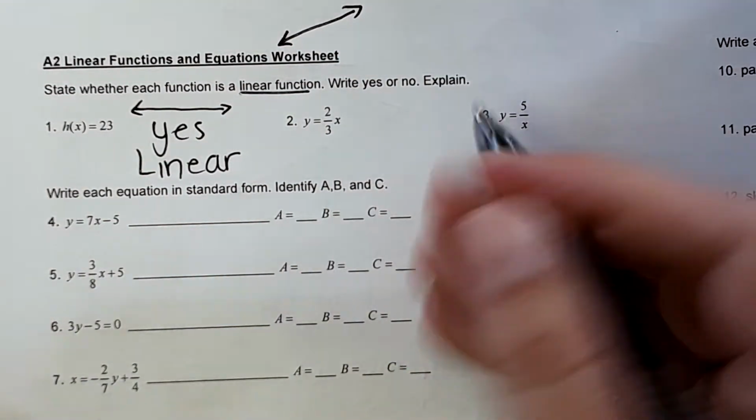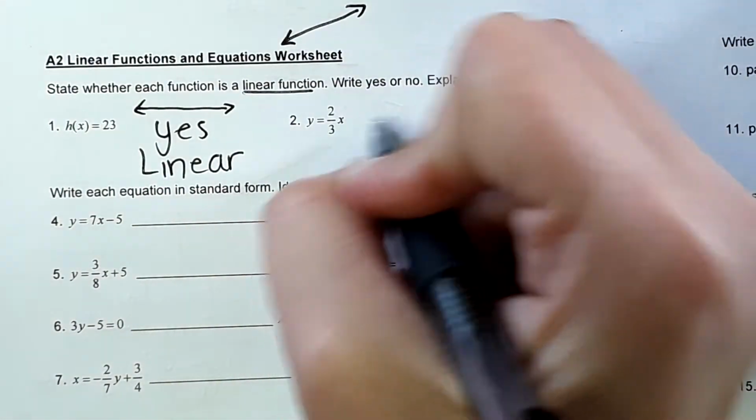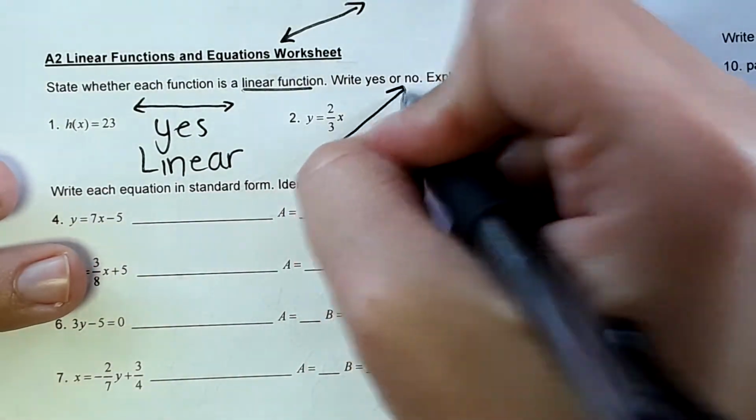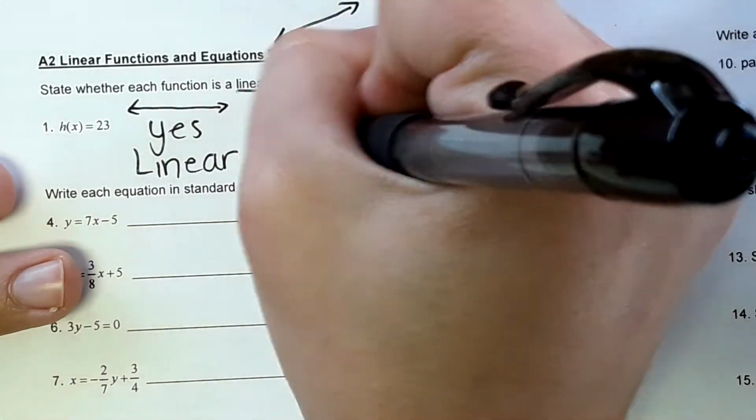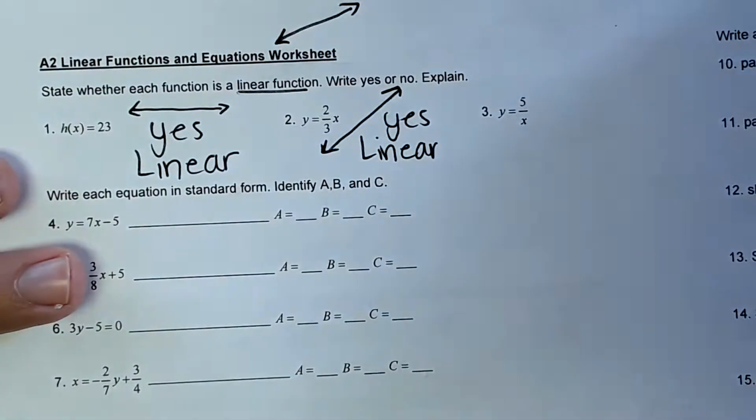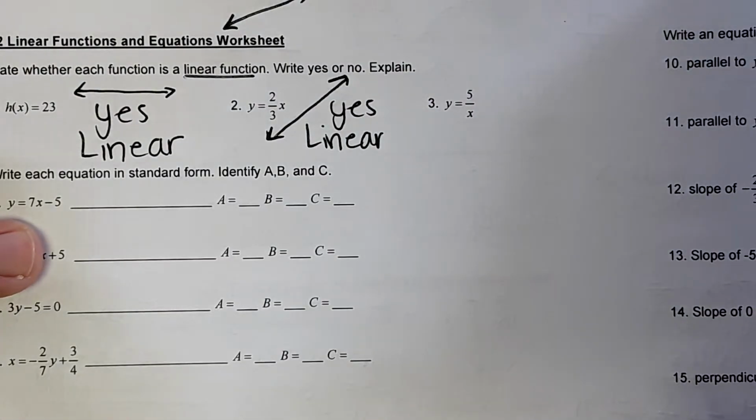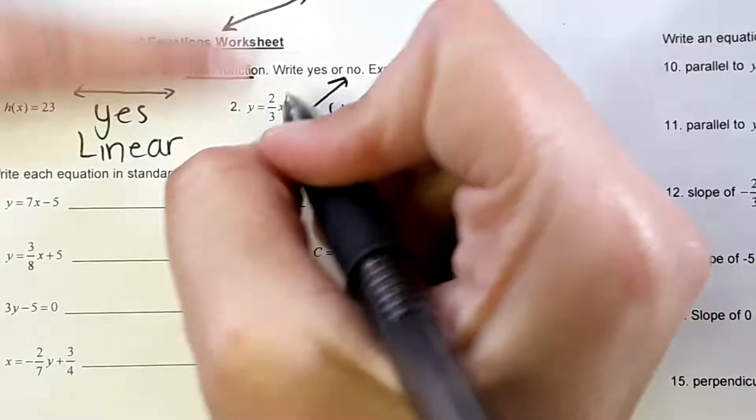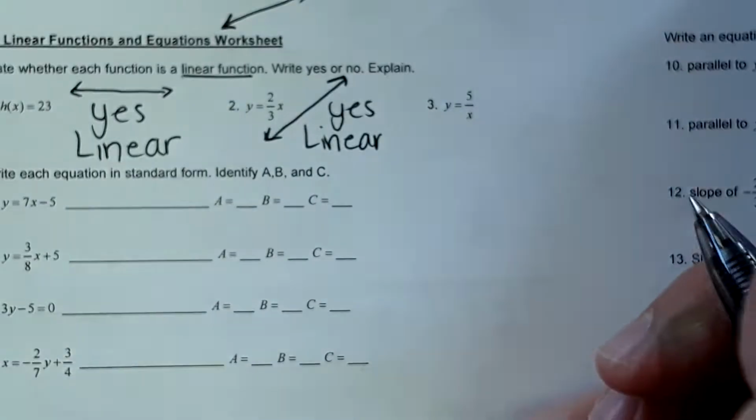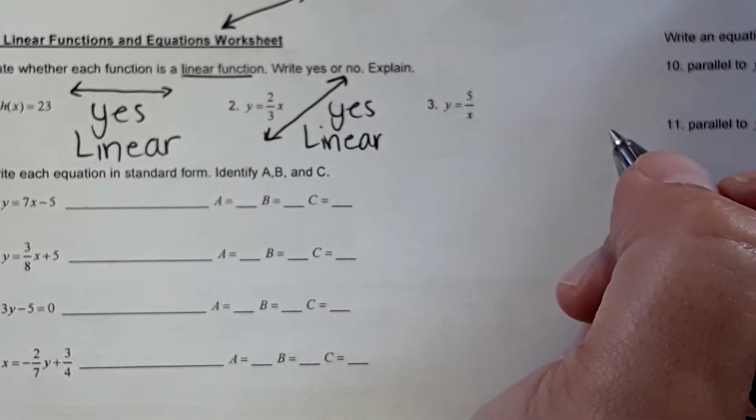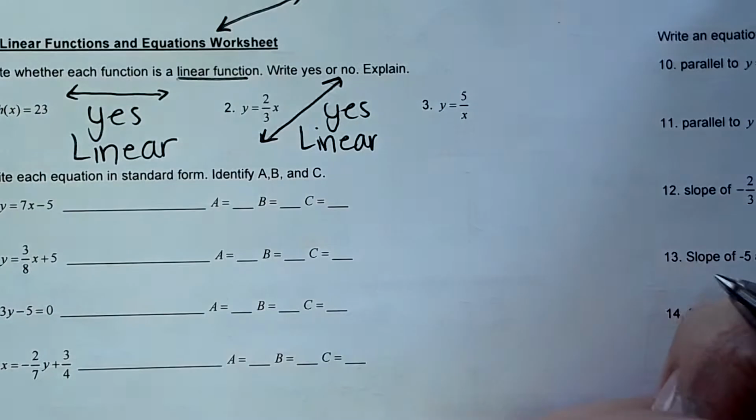Then number 2, we have a slope of 2/3 plus 0, so it just goes through the origin. This would be a straight line kind of like this. And so yes, this is linear as well. Your slope is 2/3, so it's in slope-intercept form, so we can tell that it's linear.